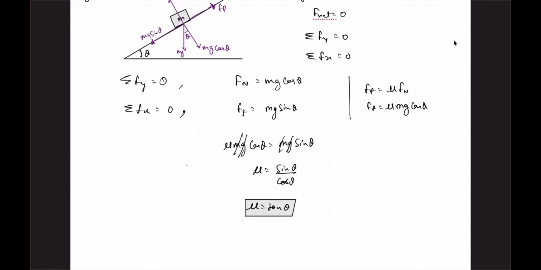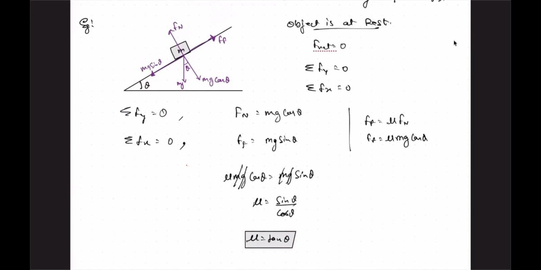So this is your coefficient of friction. If you already know the angle, you can find the coefficient of friction if the object is at rest. You can see that as theta increases, the coefficient of static friction also increases. This is the coefficient of static friction because it is at rest.